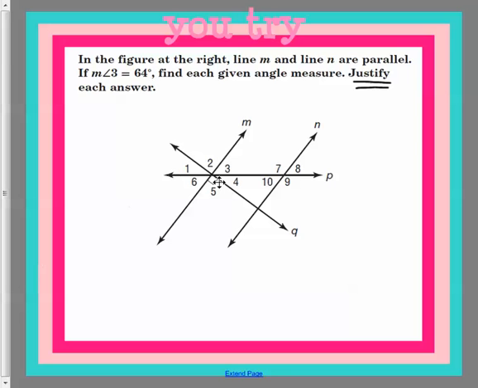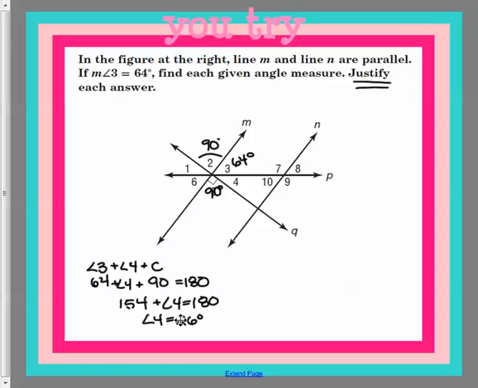All right, so you know measure of angle 3 is 64 degrees. You also know measure of angle 5 is 90 degrees. You can look at these two and use these to help solve all the remaining. So you could prove that angle 2 is vertical with this 90-degree angle, and you can prove that angle 4 is supplementary with these because they are both on line M. So if we do the math here, angle 4 is 26 degrees.